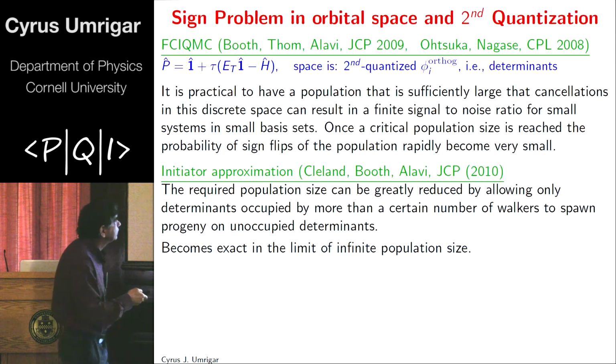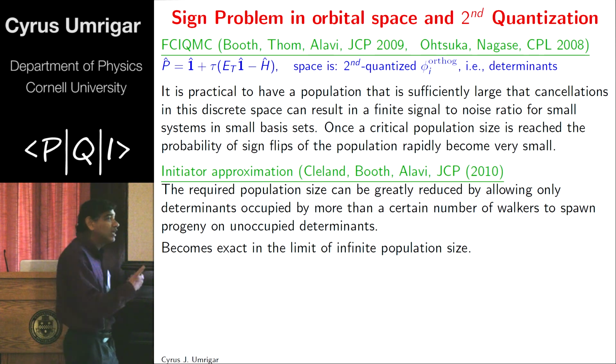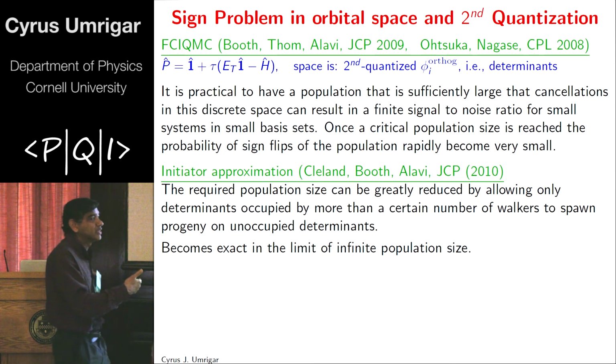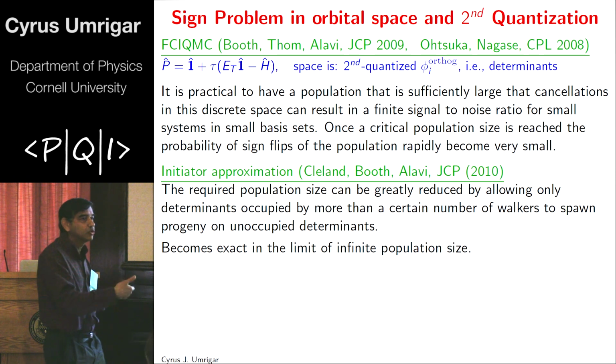What was done in what's called the full configuration interaction quantum Monte Carlo method is that you have a population large enough that you can use these cancellations to control the sign problem. This only works for very small systems. But if you introduce an approximation, which at first seems very crude, that you only allow those walkers that are on determinants that have a sufficiently large population to spawn walkers, then you can use it for somewhat larger problems. And that was done by the Alavi group.